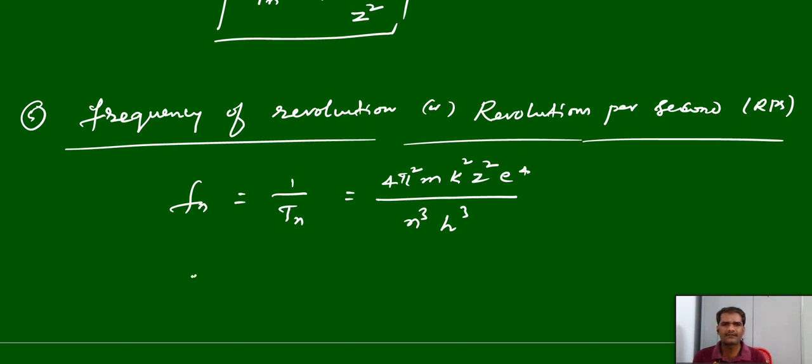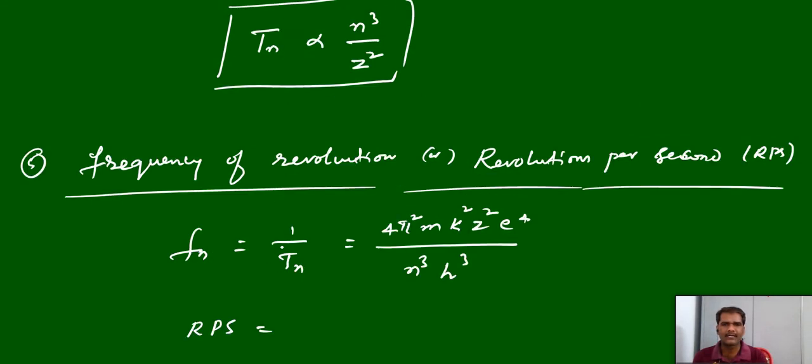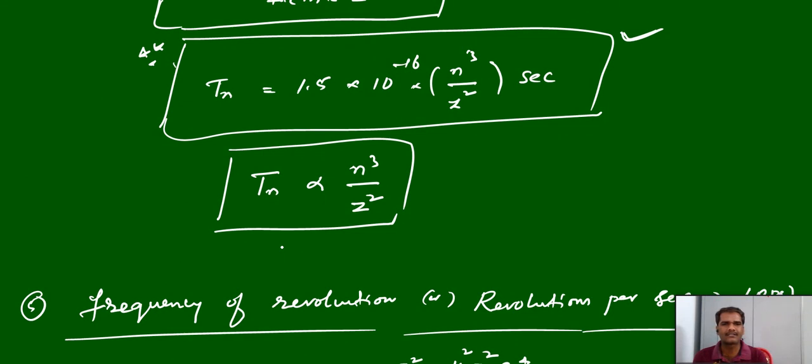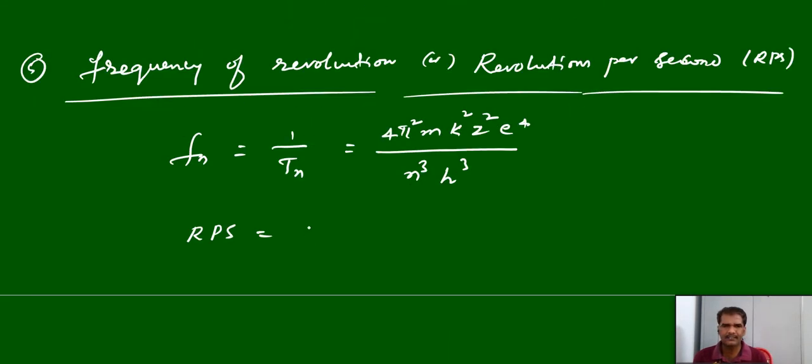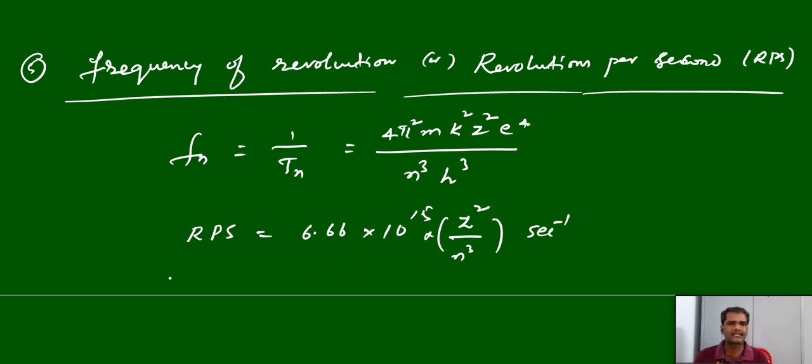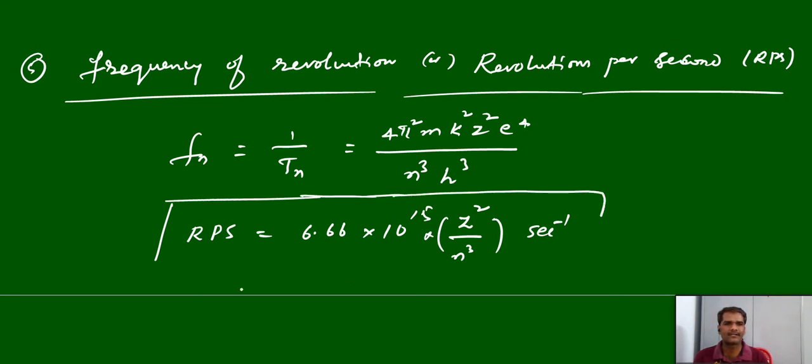And the frequency of revolutions or revolutions per second, RPS, is equal to the numerical value. What we have is 1.5 into 10 power minus 16, that you take as reverse. You will get 6.66 into, means 1 by 1.5, 6.66 into 10 power 15, that is n cube by z square, but here you will get z square by n cube. And the unit is second inverse, as we know frequency unit is second inverse. Revolutions per second and frequency of revolution are the same.